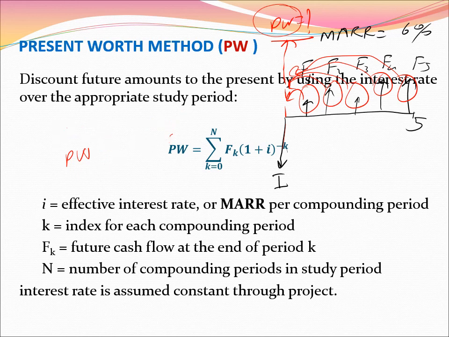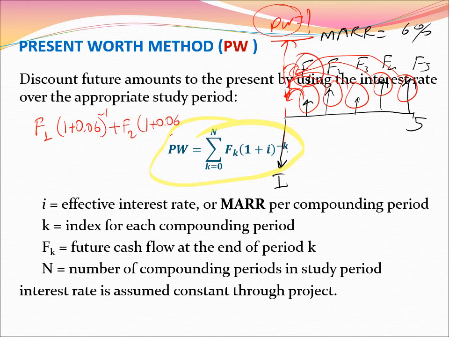And don't be confused with this formula over here. It is not a formula, actually. It is how you find the present worth of all of these. In order to find the present worth of this F1, what do we do? You multiply F1 by 1 plus 0.06, which is the MARR, to the power minus 1. For F2, you multiply it by (1 + 0.06) to the power minus 2. And for F5, you multiply it by the power minus 5.